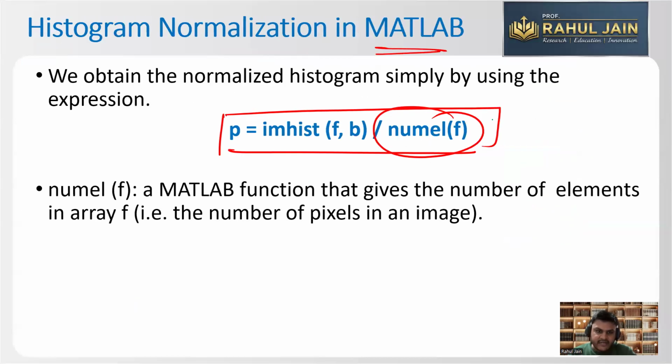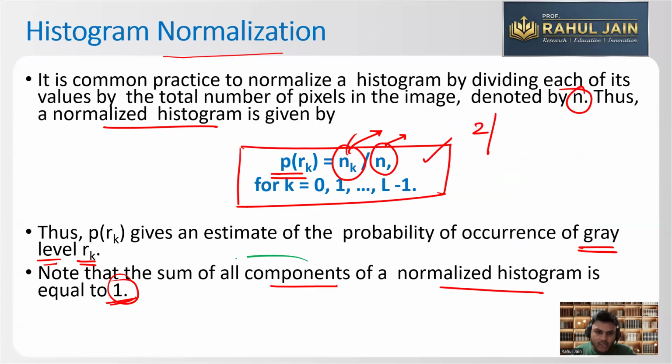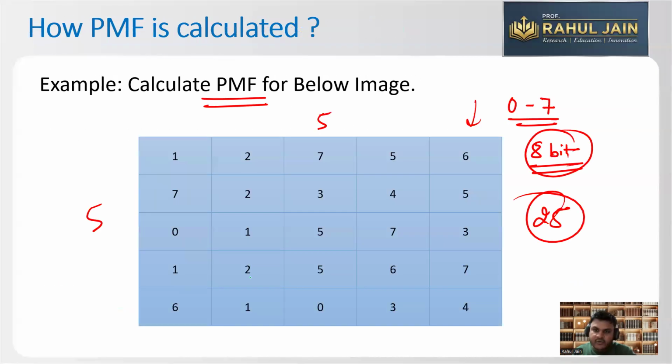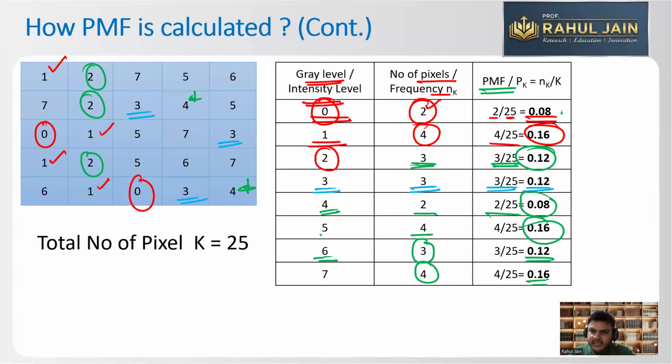Now, one point that we have written here is that the sum of all components of a normalized histogram is equal to 1. So if you take the summation of all this, 0.08 plus 0.1, 0.16, 0.12 plus 0.12 plus 0.08 plus 0.16 plus 0.12 plus 0.16, you are going to get 1. This is what we are talking about with the probability mass function. I hope it is clear, right? That is what we are going to use for histogram normalization.